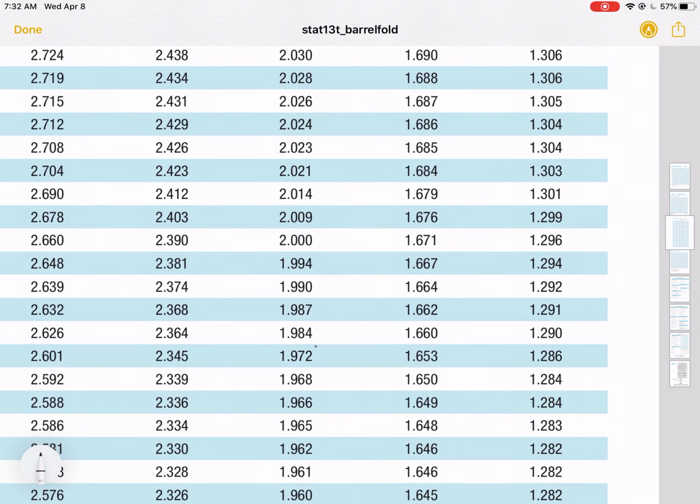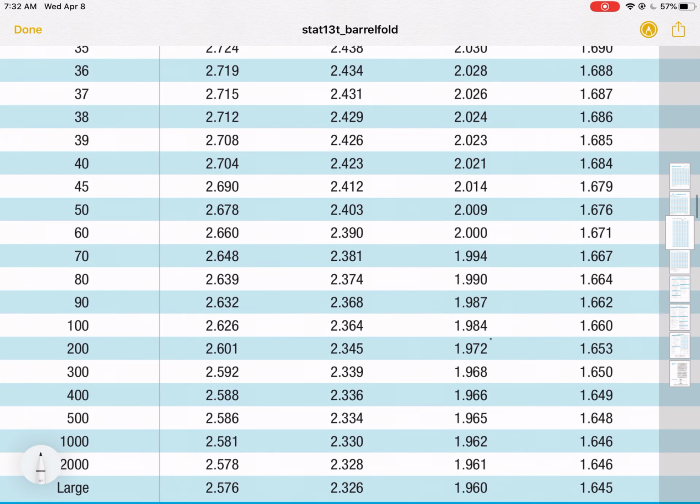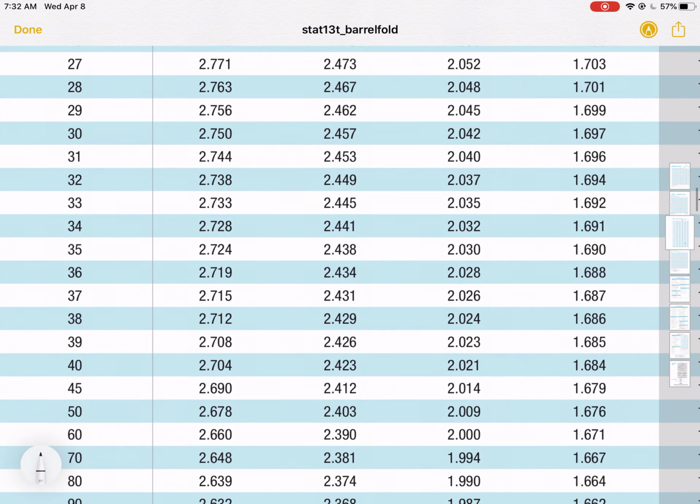Let's make sure we're dealing with the second to the last. We are. 1.653 is what's in the chart. So again, 200th row, because the 198 wasn't there and 200 was the closest. The column headed by 0.05 in one tail. So let's take that 1.643 out, and let me just double check something.